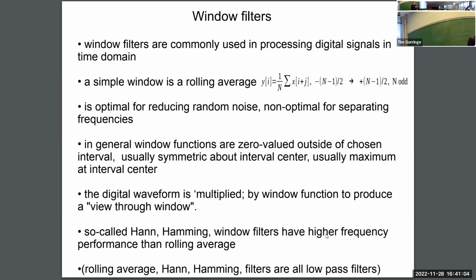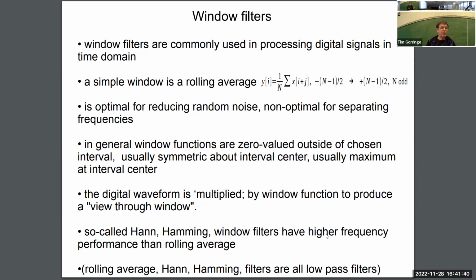So one thing I wanted to introduce today that is new from the filter discussion in the last class is window filters. So this is a common way that you filter digital signals in the time domain. To get a sort of picture of a window filter, maybe the simplest window filter is the one we call a rolling average window filter.